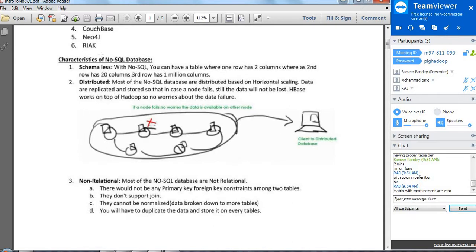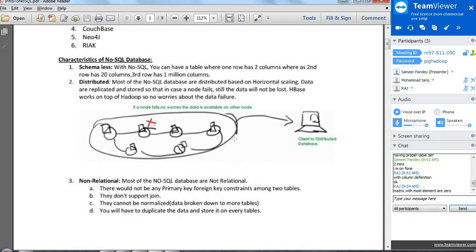So what I can say is, NoSQL databases work in a distributed mode. Most of the NoSQL databases are distributed, based on horizontal scaling. I have discussed in my video what horizontal scaling and vertical scaling are. Data are replicated and stored so that in case of a node failure, the data will not be lost. HBase works on top of Hadoop, so no worries about data failure. I have discussed replication in my video.